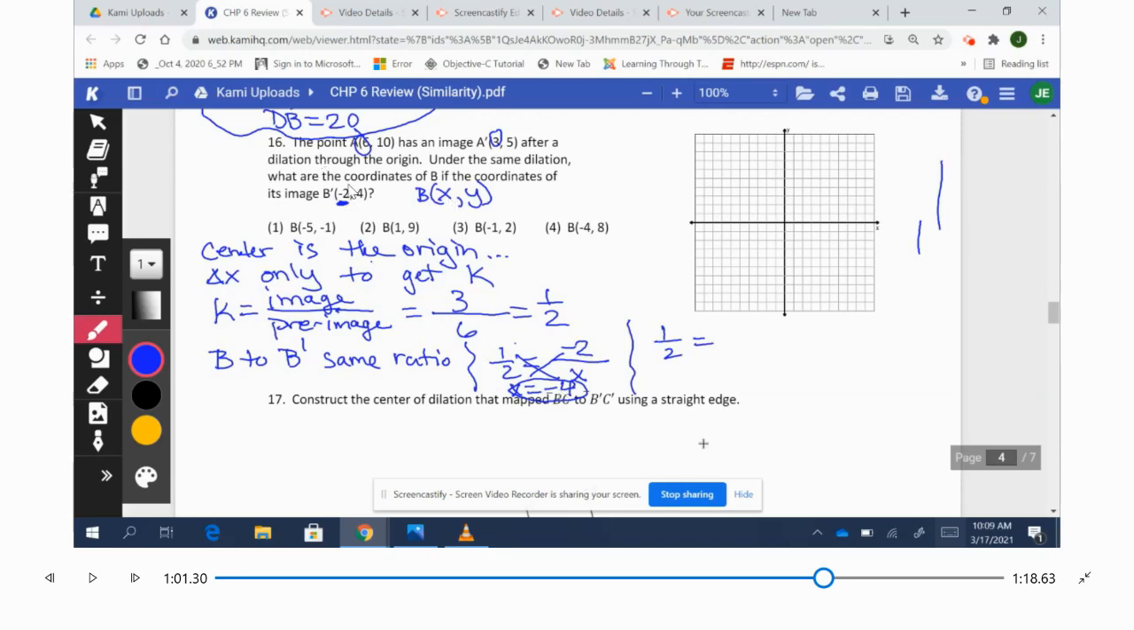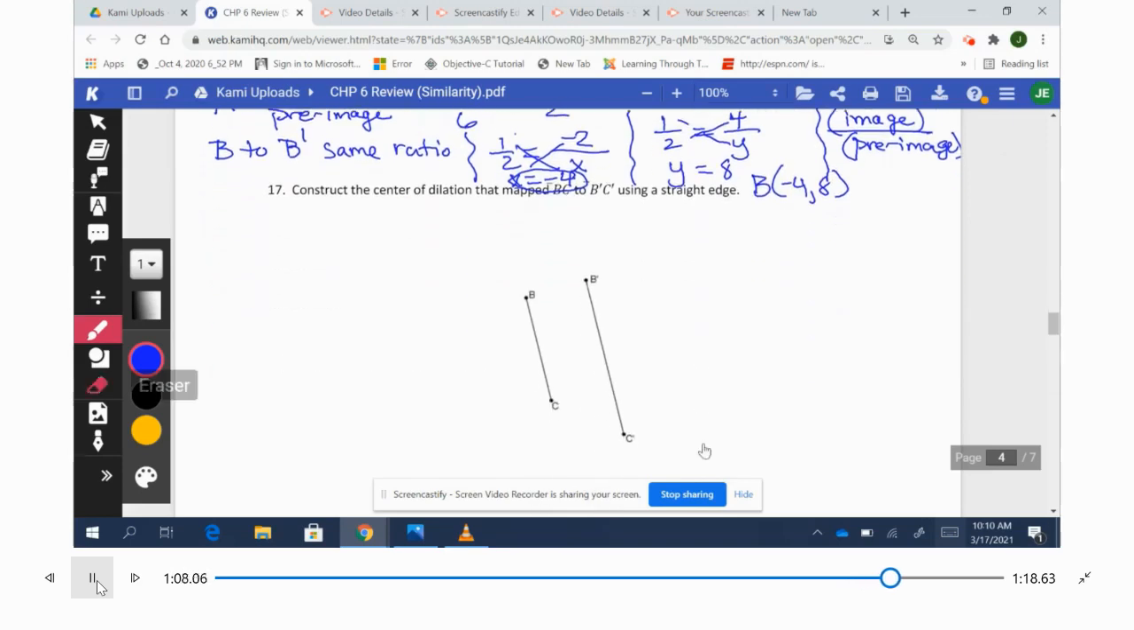Same thing for y. Okay, so B prime, the image, to B, the pre-image, should be in the ratio of 1 to 2. So I'm going to put 4 for the y value up top, and I'm going to put the missing y down there that we solved for. So that's all. Remember, it's always image over pre-image for K. Now y is 8, and we got choice 4.